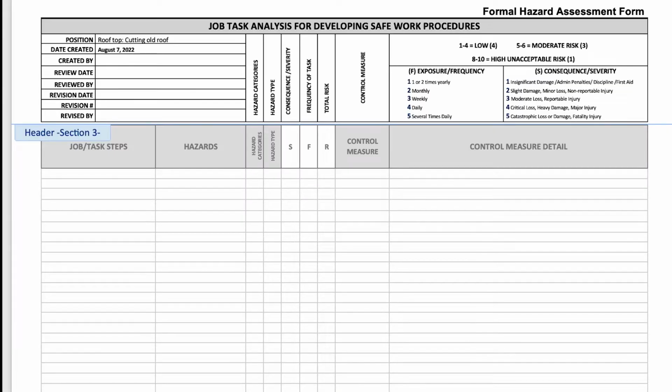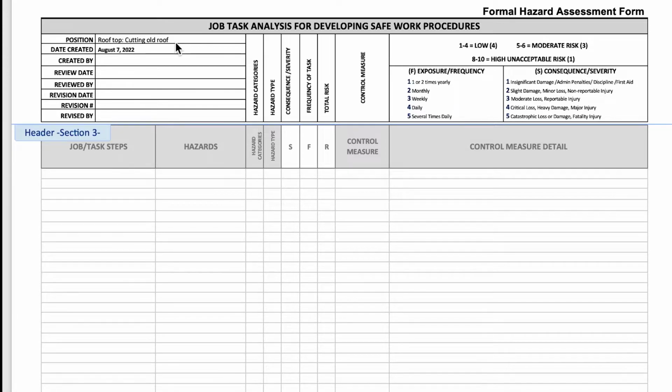Next is the formal hazard assessment form. This is where you are going to get more specific and identify the exact risks associated with each job duty by further breaking down step by step how to perform each job. So you're going to start by stating the position. So I put rooftop, cutting old roof. Again, very specific based on the duty, not just the overall job. And you'll see why in a moment.